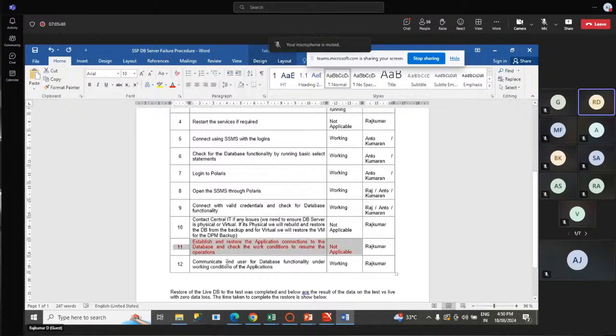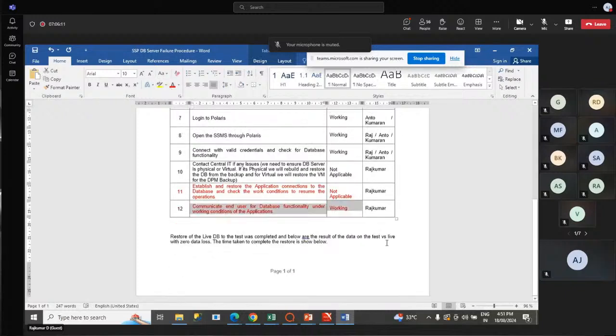Communicate the end user functionality under working conditions of the application. If it is not working, put it as not applicable. If only the database is working and the application is not, it is of no purpose because I will still not be able to work with my application. I have checked my applications. It is all working as expected. If it is working, then go ahead and update the user.